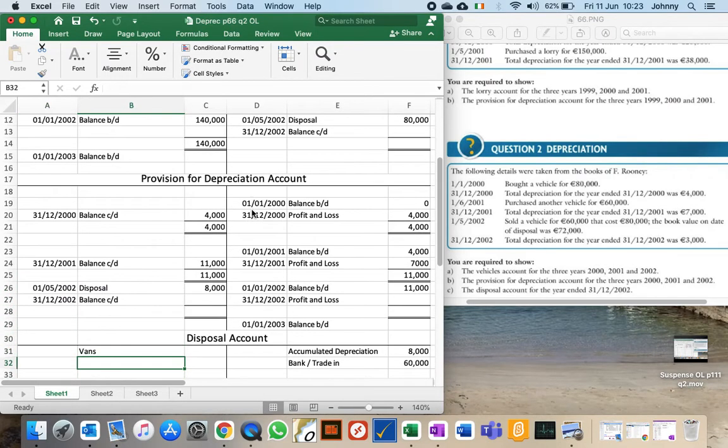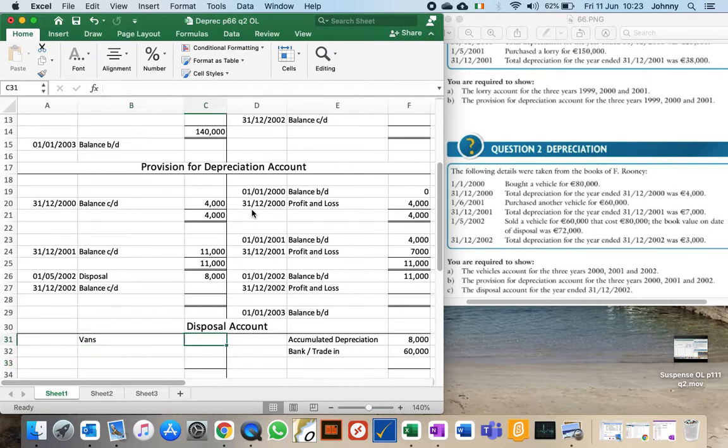Now, down to my disposal account. Let me just change the name of this here: provision for depreciation. We have 80 grand there. The thing originally cost 80 grand, with 8 grand provision for depreciation. If you subtract the two of those, that's where you get the 72 from. That's what the thing was actually worth. I better put my date in.